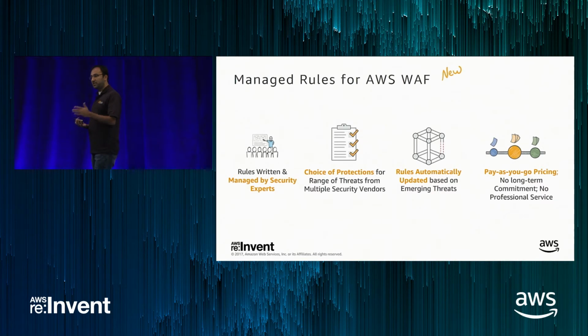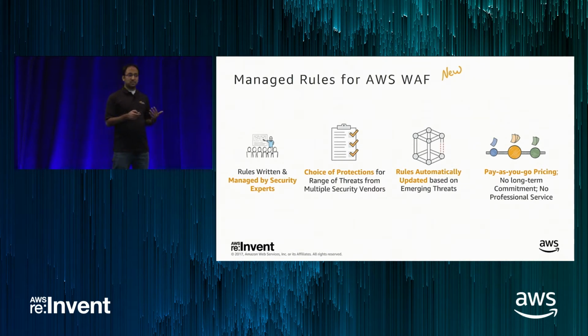That means you now have the choice of protections. You can choose the type of security vendor you need and the type of protection you need and deploy it on AWS WAF. And you don't have to manage any servers of your own. All of those rules and inspection happens on the managed AWS WAF infrastructure. All you have to do is simply select the rule and deploy it.